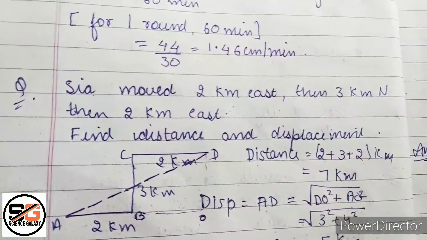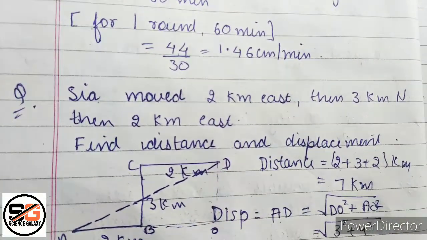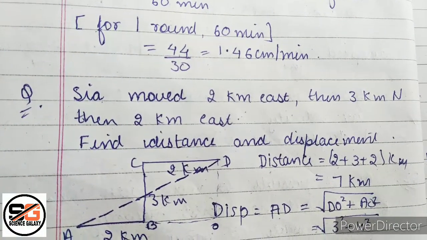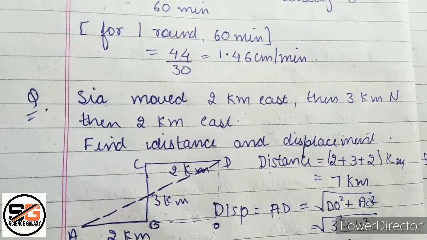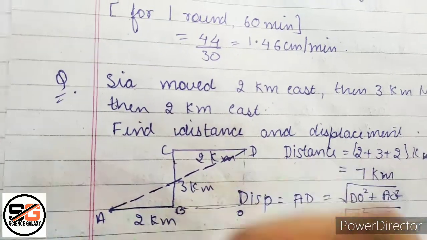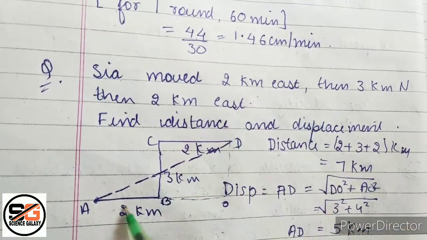Now let's move on to our next question. Sia moved 2 km east, then 3 km north, and then 2 km east. We need to find distance as well as displacement. Now let us consider Sia to be at position A. At point A, Sia started to move 2 km in the east direction.